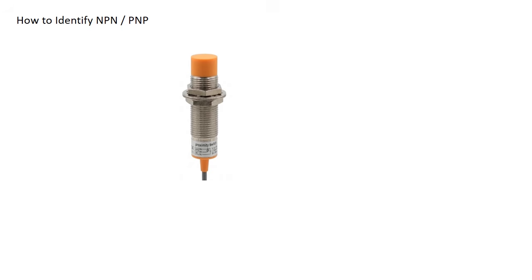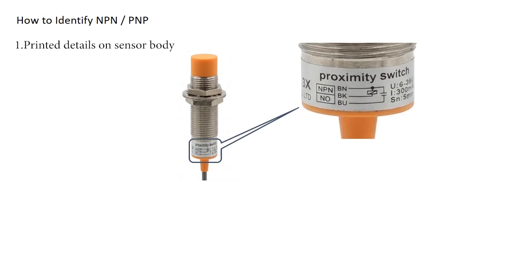When selecting an inductive sensor for your application, it's important to know whether the sensor is NPN or PNP. So, how can you identify it? There are several methods. The easiest and most convenient way is to check the printed details on the sensor body. These usually include the sensor type, whether NPN or PNP, wiring diagram, and the contact type.